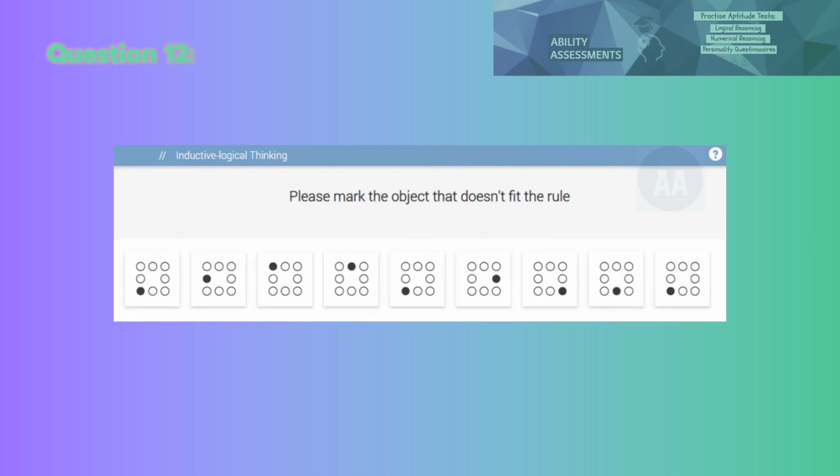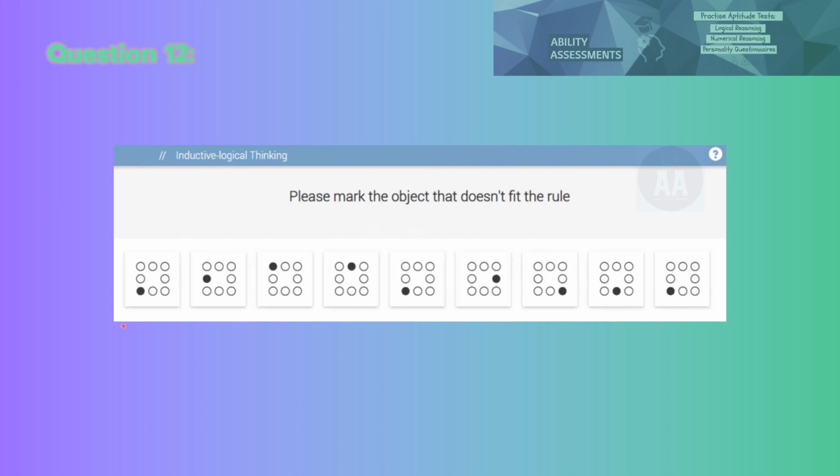On question number 12, what we see is that we have the same object pretty much across the board, across the 9 objects, where there is only one thing that is changing, and that is the position of the black dot. So every single one has one black dot, and then it's only the position of the black dot that is changing from one object to the other.